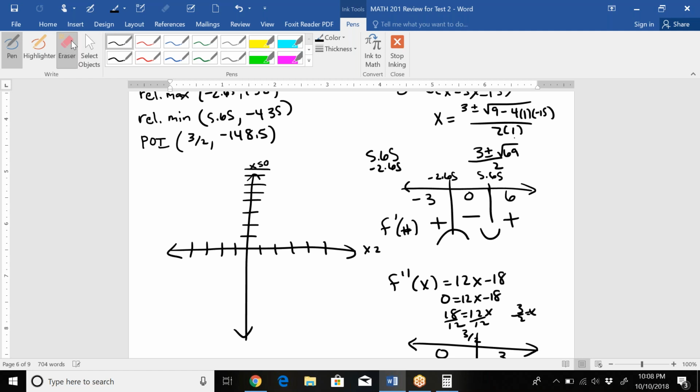I need more space. Let's make this better. I might make it a little smaller. You could also count by hundreds. That would be another option. So let's do 50. So 50, 100, 150, 200, 250, 300, 350, 400, 450. So I counted by 50s. And then -50, -100, -150, -200, -250, -300, -350, -400, -450.